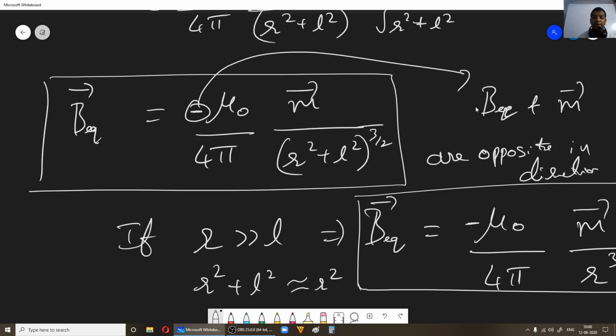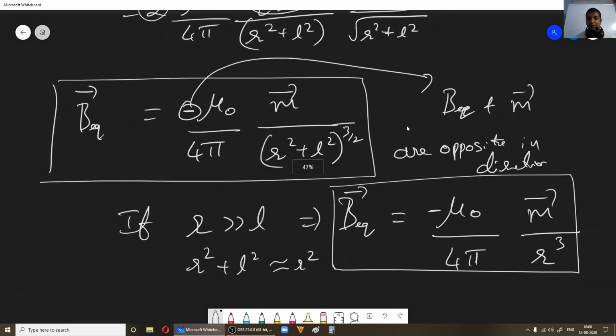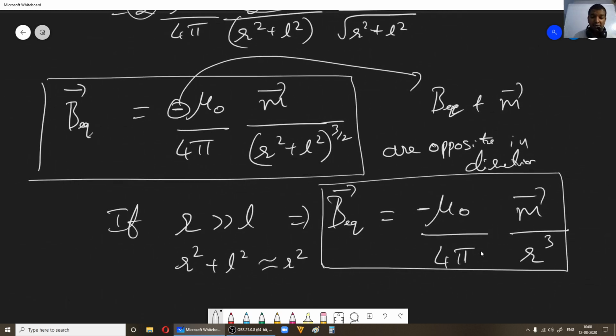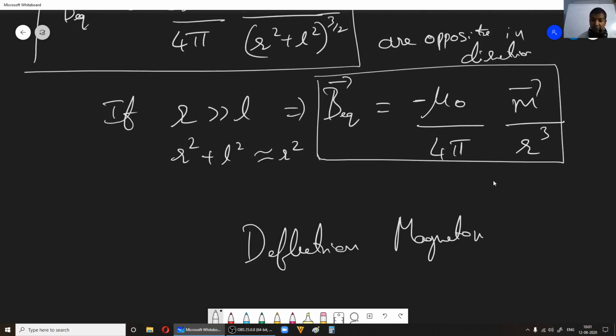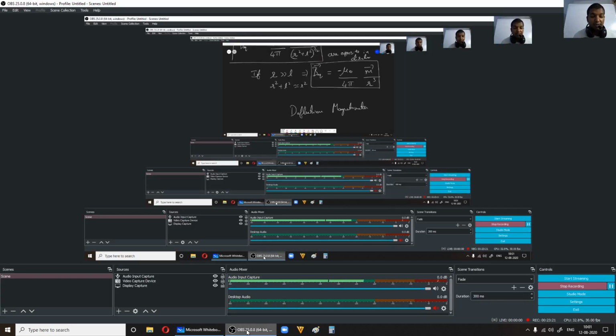If you have learned this and are clear with this concept, then in the next class we will cover something called the deflection magnetometer. For this deflection magnetometer we need these expressions. That is why I thought of solving this clearly again. Let us continue in the next class.